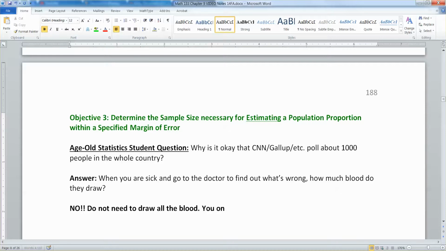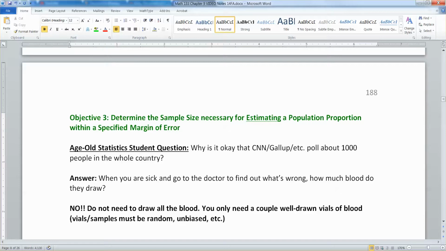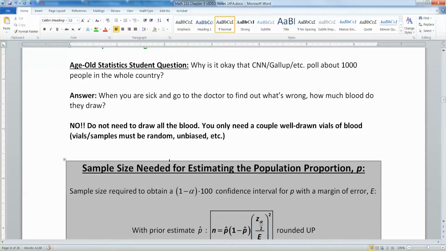You only need a couple well-drawn vials of blood. Of course, those vials must be samples, must be random, unbiased, etc. Right? We always have to have random and unbiased, otherwise we're in big trouble. If that's the case and you have a random unbiased sample, how big do you need? Well, it depends on what you're interested in.